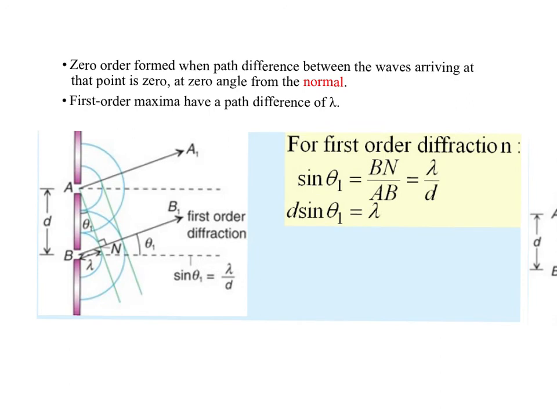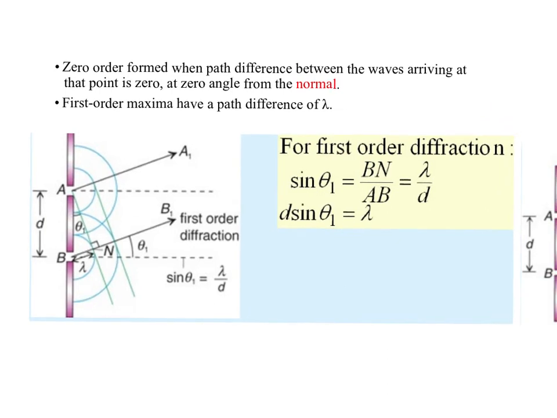So zero order is formed when the path difference between the waves arriving at that point is zero. So the zero order maxima that's formed in the center has a zero angle from the normal. This is the normal line that we're talking about, and this is the angle theta that we talk about too. So the first order maxima, however, will have a path difference of lambda, and I'll show you how that works on the diagram.